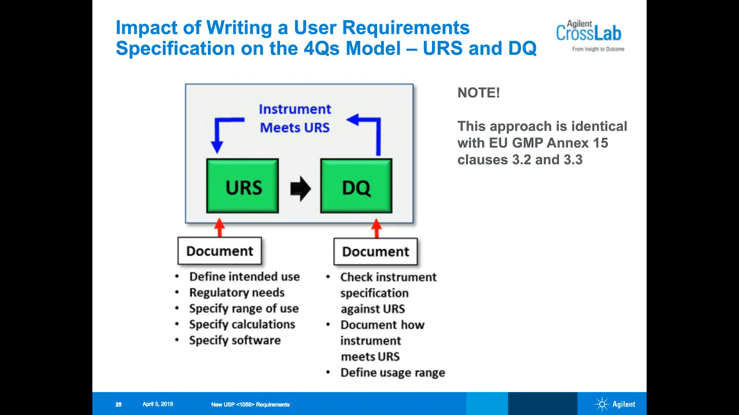If you don't define what you want the system to do in terms of its intended use, any regulatory needs like data integrity, the range of use for the different parameters, any calculations that are carried out, and also the software requirements, you have a major problem because you have not defined your intended use. Once you have that document, you can compare it with what's on the market and select the system that's best for your needs, because you have a guide that says, this is what I want. This is the user requirement specification.